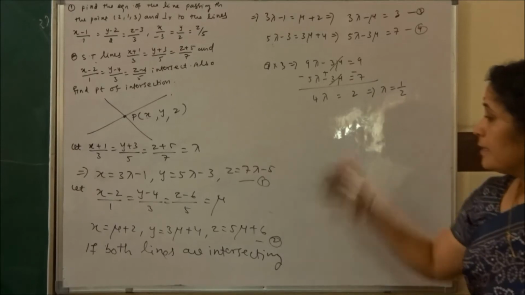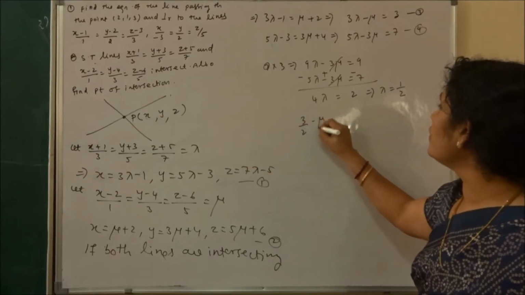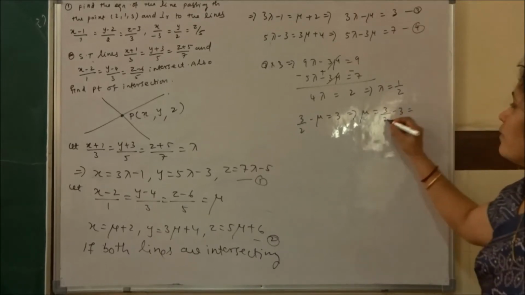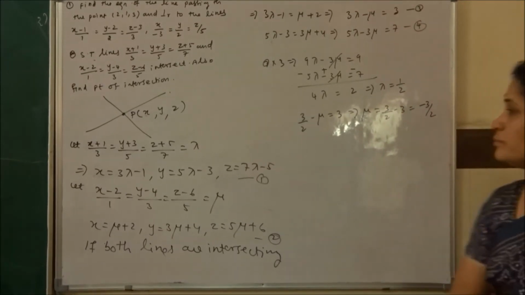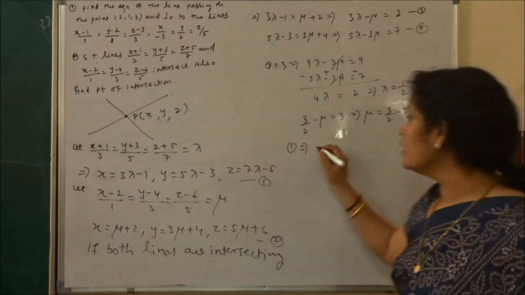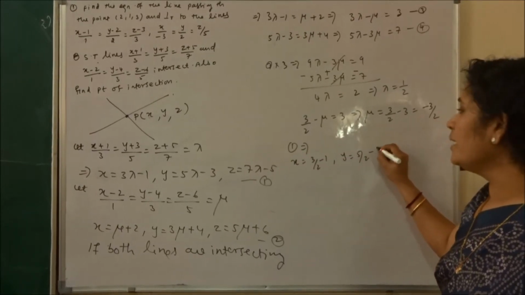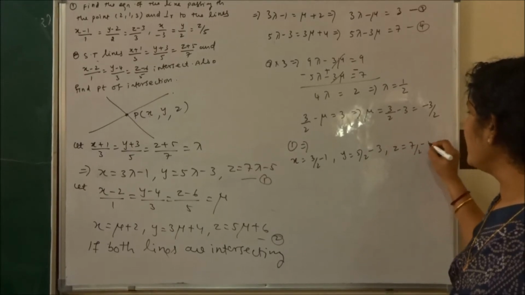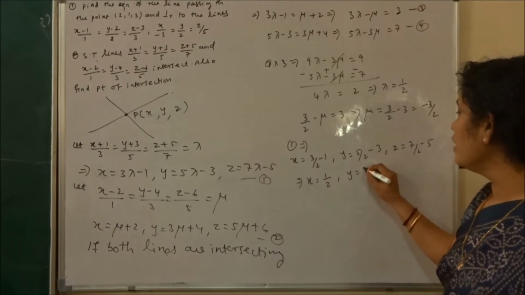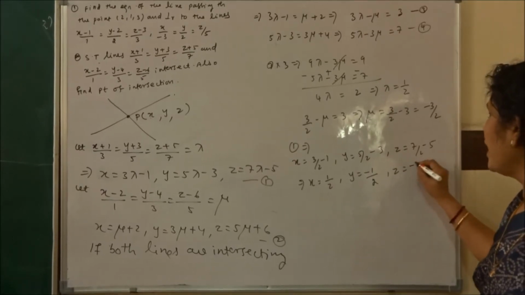This implies lambda equal to 1 by 2. So if lambda is 1 by 2, substitute it in any one equation. So 3 by 2 minus mu equal to 3. This implies mu equal to 3 by 2 minus 3, that is equal to minus 3 by 2. Clear? Now you do one thing. In equation 1, I am substituting the value of lambda. So x is equal to 3 by 2 minus 1, y equal to 5 by 2 minus 3, and z equal to 7 by 2 minus 5. So I am getting x is equal to 1 by 2, y equal to 1 by 2 minus 1, that is minus 1 by 2, and z equal to minus 3 by 2.